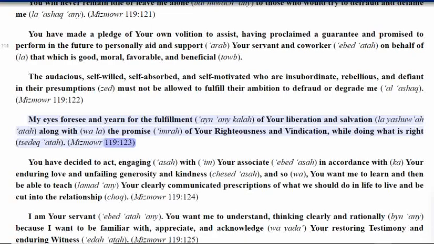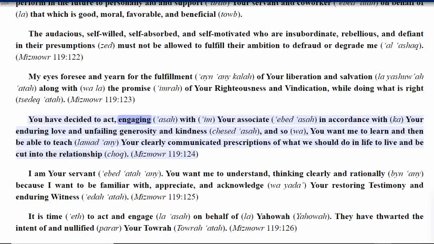Mizmowr 119-123. You have decided to act, engaging, asar with, your associate, Ebed Asar, in accordance with, Ka, your enduring love and unfailing generosity and kindness, Kesed Asar, and so, you want me to learn and then be able to teach, Lamed Eni, your clearly communicated prescriptions of what we should do in life to live and be cut into the relationship, Cook.